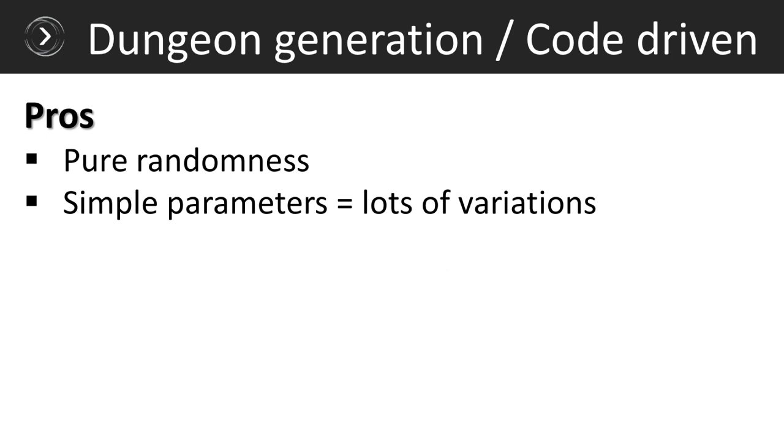Well, we had some pros in this version. We had pure randomness, so we could not find any kind of recognizable pattern in the dungeons. And it was really simple to change the kind of generation we had. We could have a lot of variations with simple parameters like maximum size of the rooms, the number of doors per room, the kind of space we leave between the rooms, and so on.